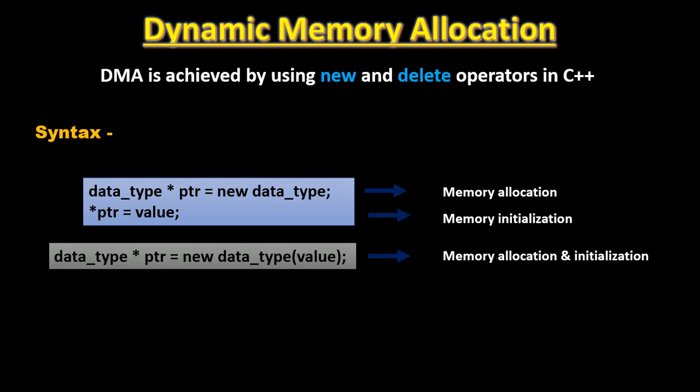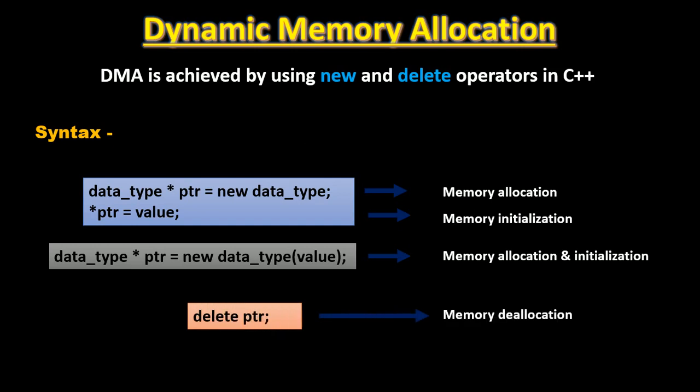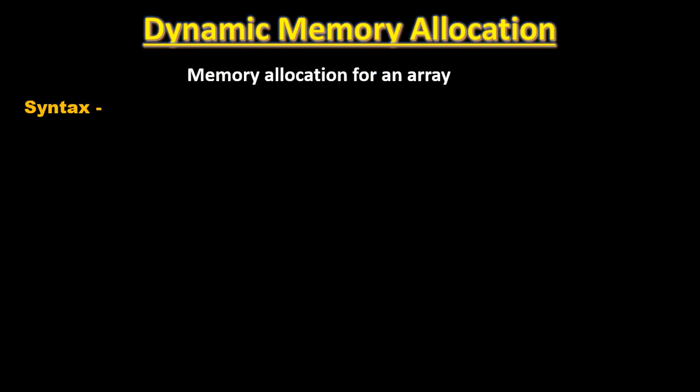Now, how to free this memory? To free that, we have the delete operator. So delete ptr. So it will deallocate the memory. So that is memory deallocation. Now, how to use it for an array of locations, for memory allocation for an array?